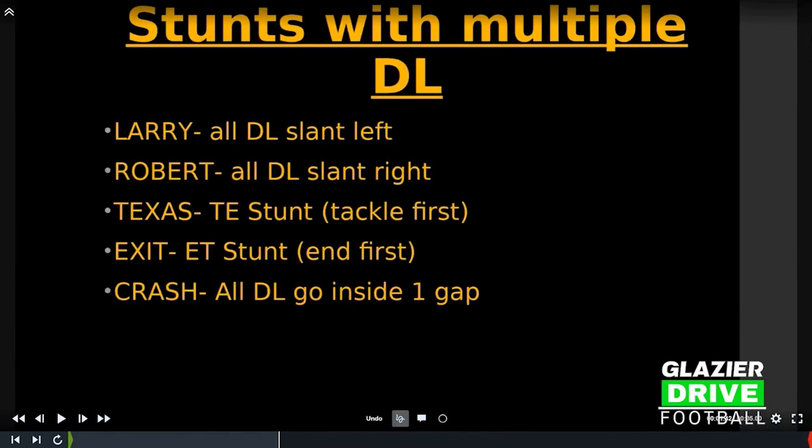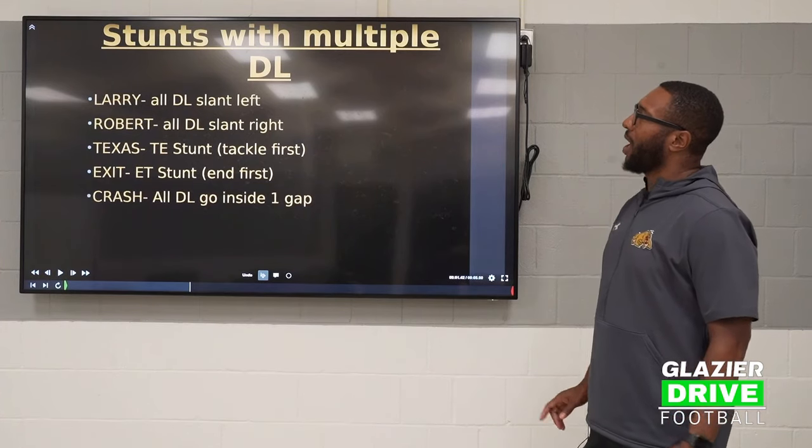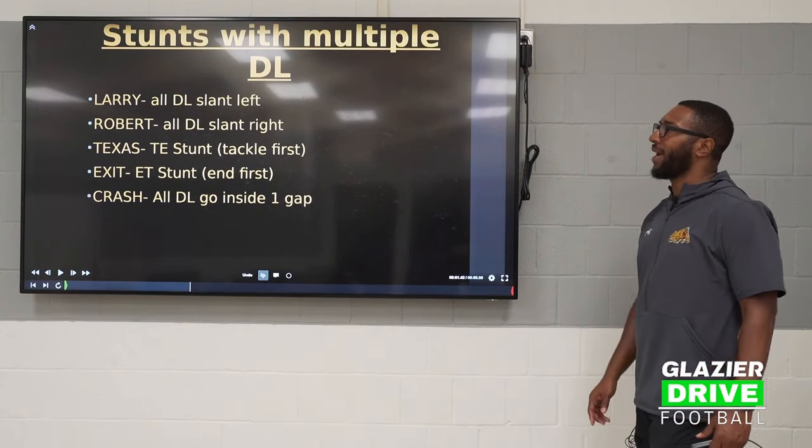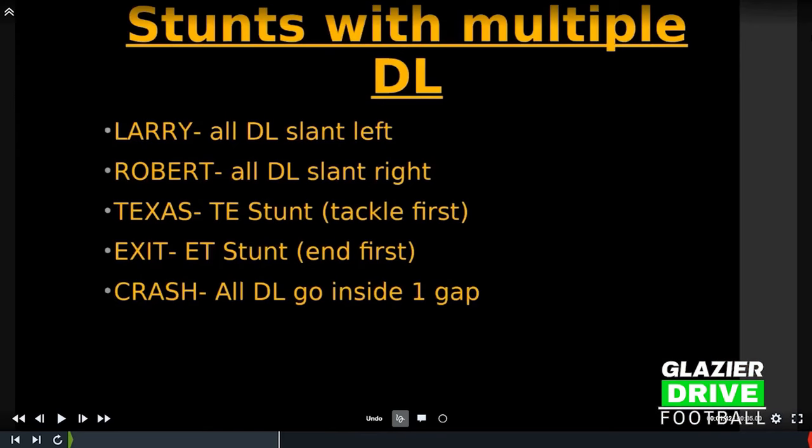Now, we have some stunts where we move multiple D linemen at one time. We go Larry, where we're telling all our guys to stunt to the left. Robert, where all our guys slant to the right. Texas is a tackle and end stunt. The T in Texas lets us know the tackle is going first. Exit is an ET stunt where the end goes first. And crash is all D linemen going inside one gap.